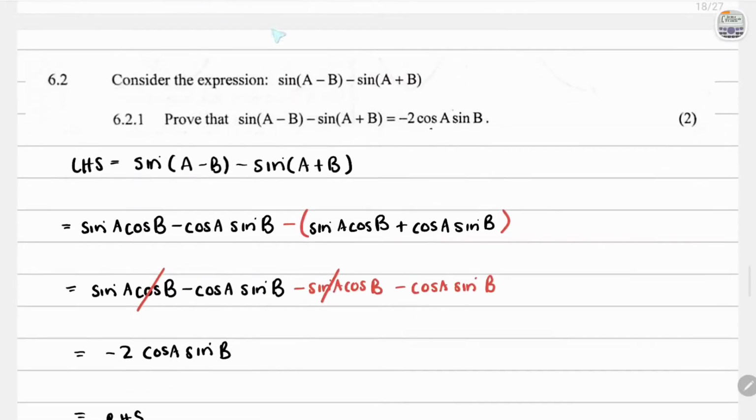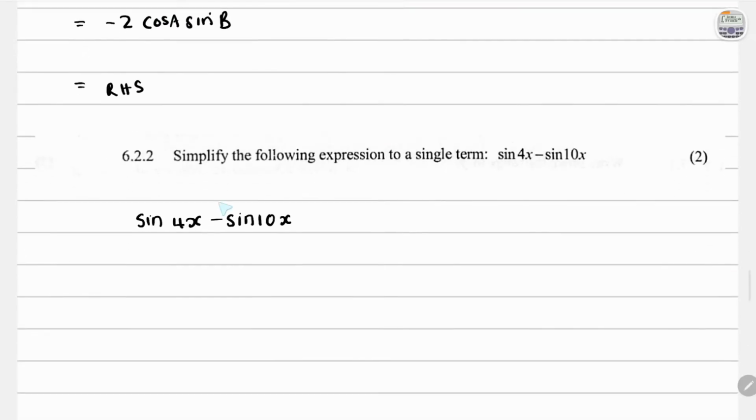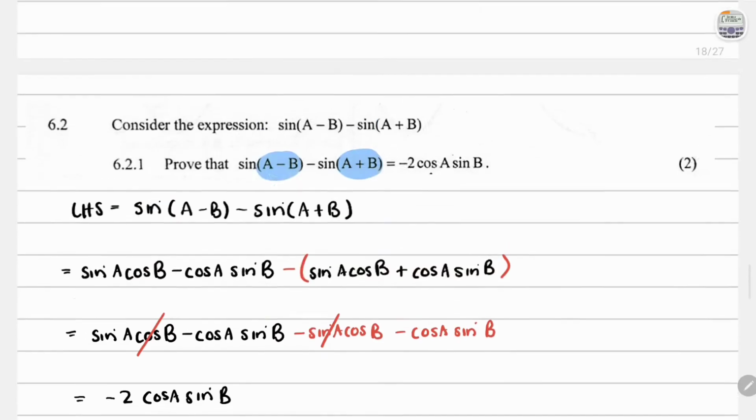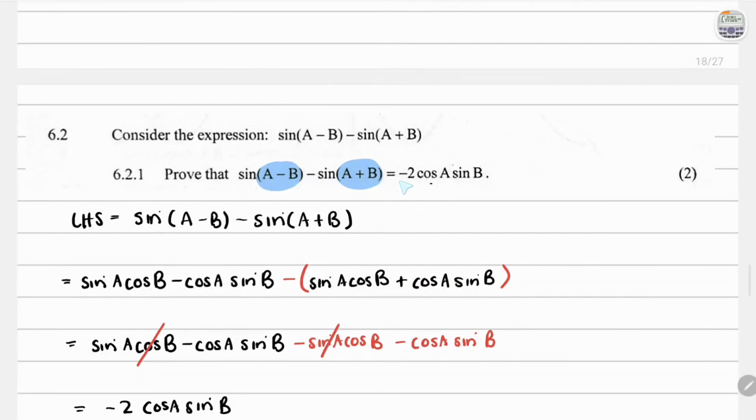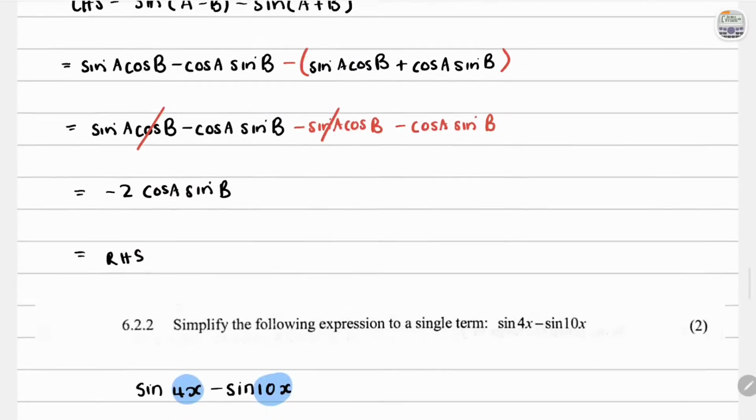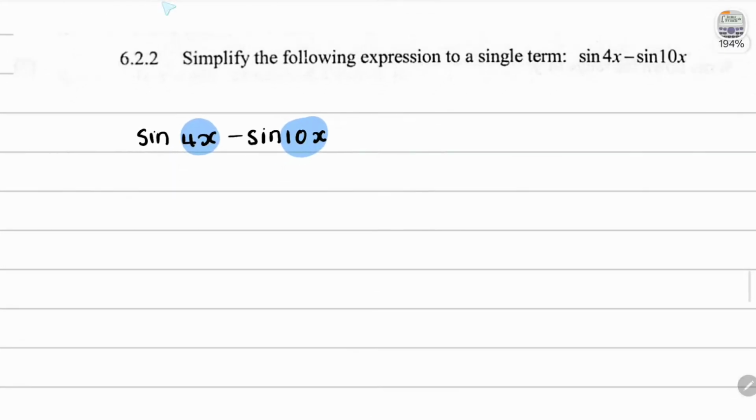So this was also sine of something minus sine of another thing. We had to prove that that was equal to this, negative 2 cos A sine B. So it means that we can somehow express 4x and 10x as A minus B and A plus B. So let's think about how we can do that.